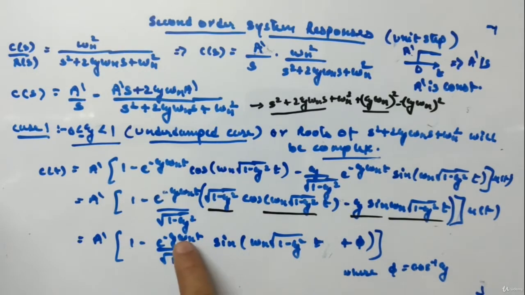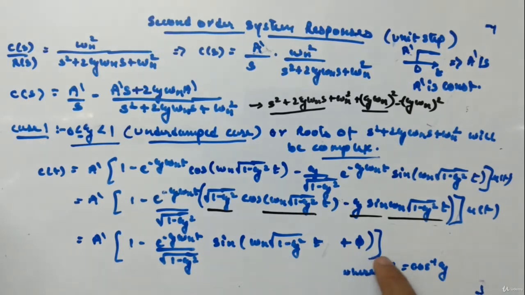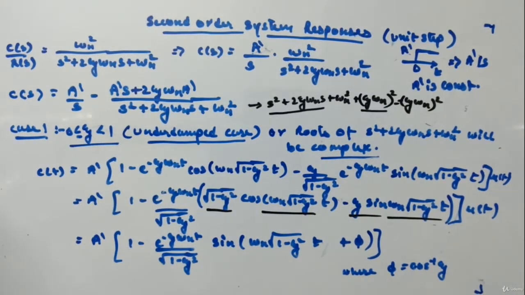Now e to the power minus zeta omega n t divided by under root 1 minus zeta square, this can be written as sine a plus b, which is sine a cos b plus cos a sine b. Where a is omega n under root 1 minus zeta square t, and b is phi, where phi is cos inverse zeta. So this is the concise form of the underdamped equation.